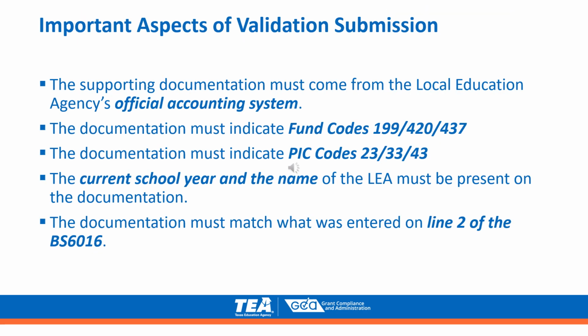These are some important aspects of validation submissions. The supporting documentation must come from the local education agency's official accounting system. The documentation must indicate fund codes 199, 420, or 437. The documentation must indicate PIC codes 23, 33, or 43. The current school year and the name of the LEA must be present on the documentation. The documentation must match what was entered on line 2 of the BIA 6016.